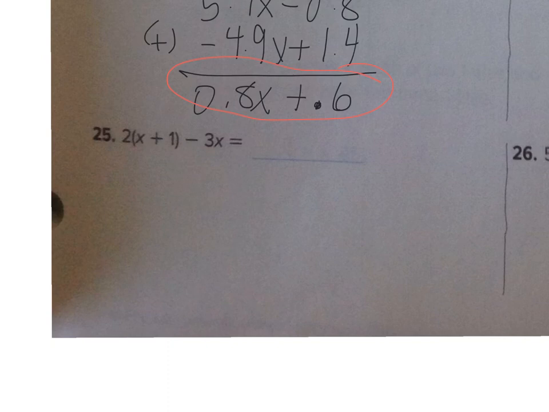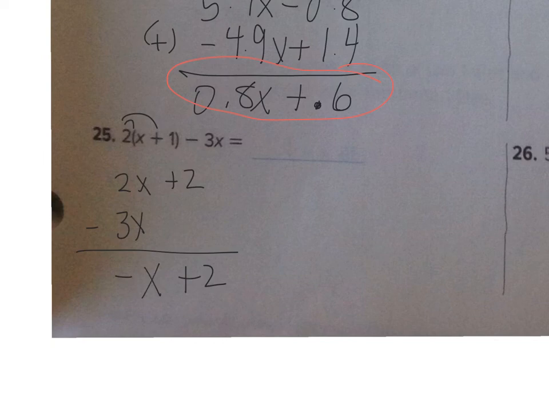For number 25, the first step is to do the distributive property. So 2 times x plus 1, so when you take 2 times x, you get 2x, and 2 times positive 1, you get plus 2. And then we are subtracting 3x. So we have positive 2x and negative 3x. So when we combine those, we get negative x plus 2.